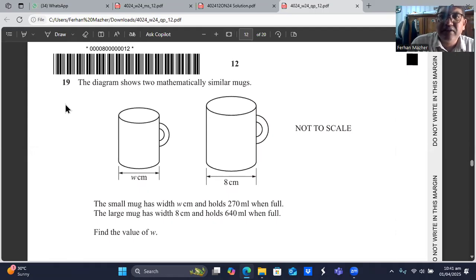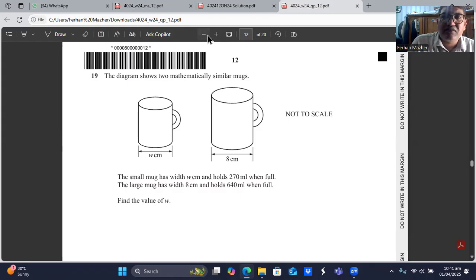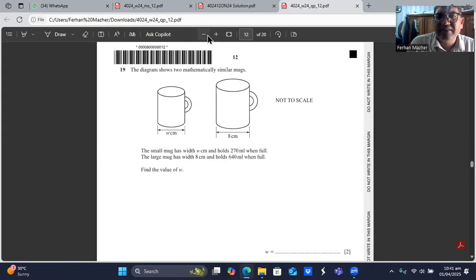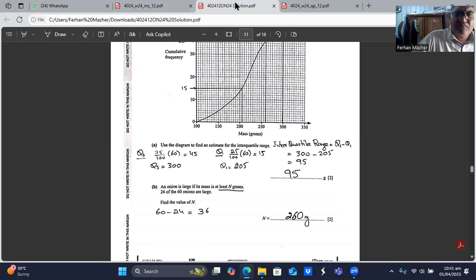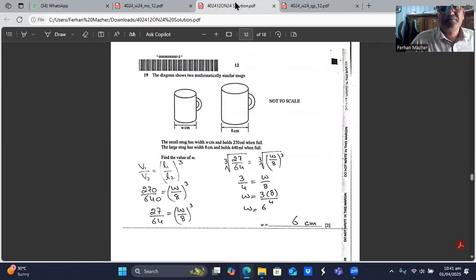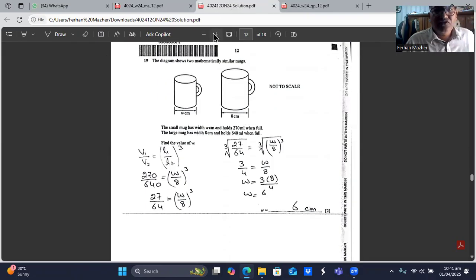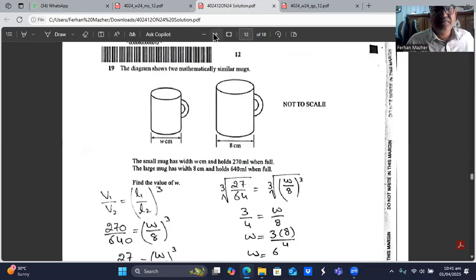You see, these are similar. So in similar shapes, what happens? The volume 1 divided by the volume 2 is equal to the width 1 divided by the width 2, whole cube, because they are similar. So I can find the width of that smaller mug very easily. So here we go.